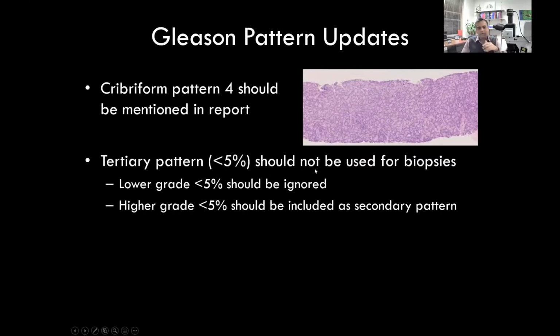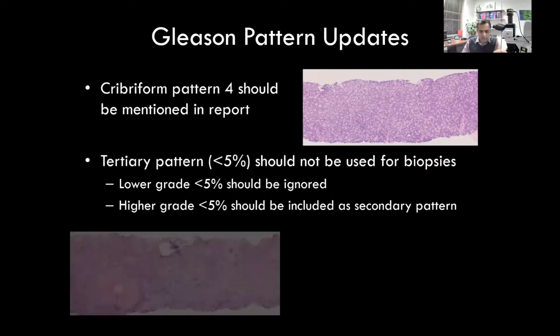And then finally, we need to talk a little bit about tertiary patterns and biopsies. So it's important to remember that we never use tertiary pattern in a biopsy setting. It's only used in the setting of a radical prostatectomy. Right? So what if you get a less than 5% carcinoma or less than 5% of any pattern on a prostate biopsy? What should you do?